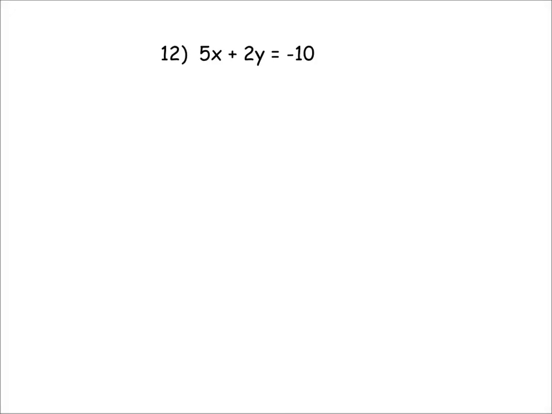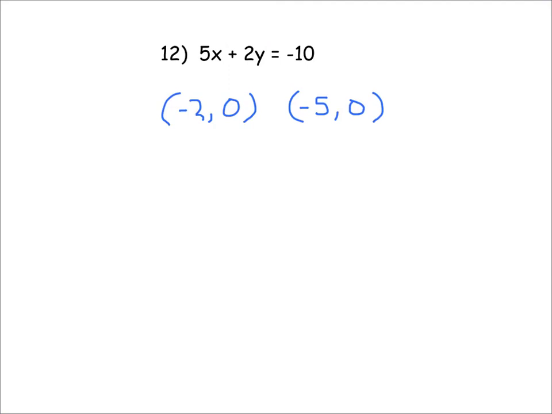All right, I want you to do 12, 13, and 14 on your own. When you press play, all I'm going to do is give you the ordered pairs for 12, 13, and 14 and the graph. So you need to do them on your own, graph them, and then check.